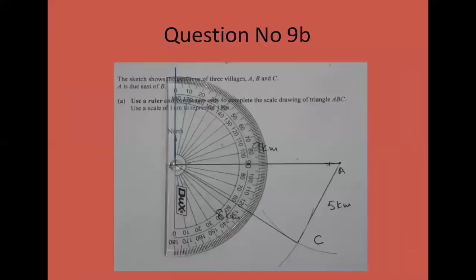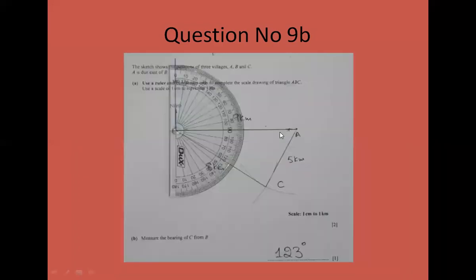Then his question was to find the bearing of the C from the B. So on the B we have that north, and from there we will move clockwise to the line BC. Here I put the cross on the B, and this 0 is on the north. From there I will calculate, and it's approximately 122, 123 degrees. So the bearing of the C from the B is 123 degrees.